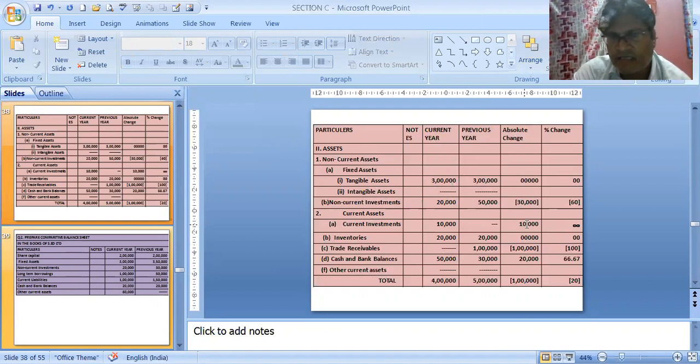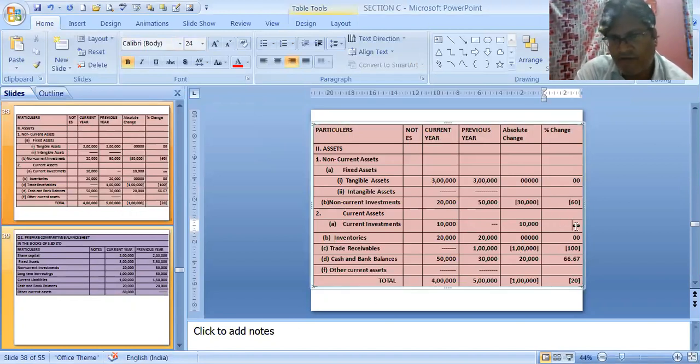Current investment, it is current year 10,000, previous year was nothing. So change is 10,000. C minus P is 10,000. Absolute change by previous year, which was nothing, 0. So 10,000 by 0 into 100 is infinity. This is infinity, my dear. This figure is called infinity.